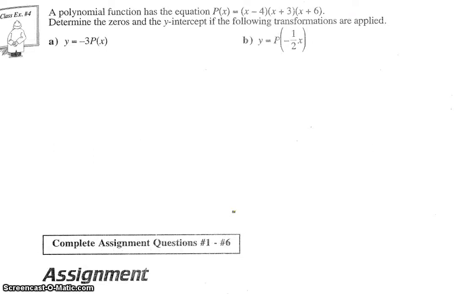Okay, so a polynomial function has this equation. All right, now remember what we talked about with the x-intercepts? We can find those again here, which we're going to do. The x-intercept, zeros, same thing, right? And the y-intercept if the following transformations are applied. If they want the new zeros and y-intercept, we're going to have to figure out the old ones first. Okay, and I'm just looking at the clock.